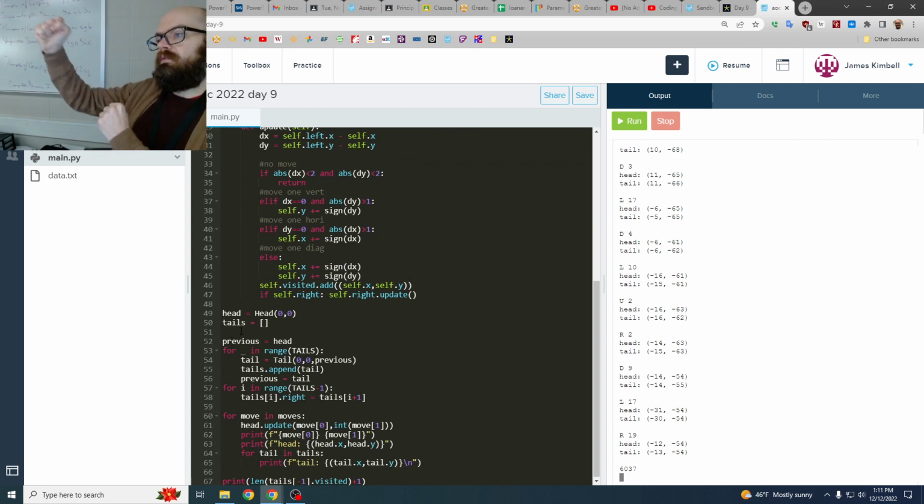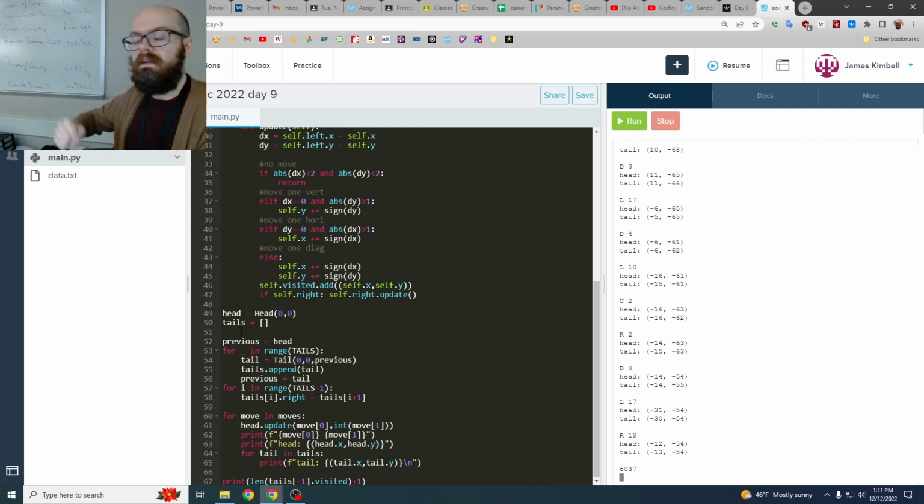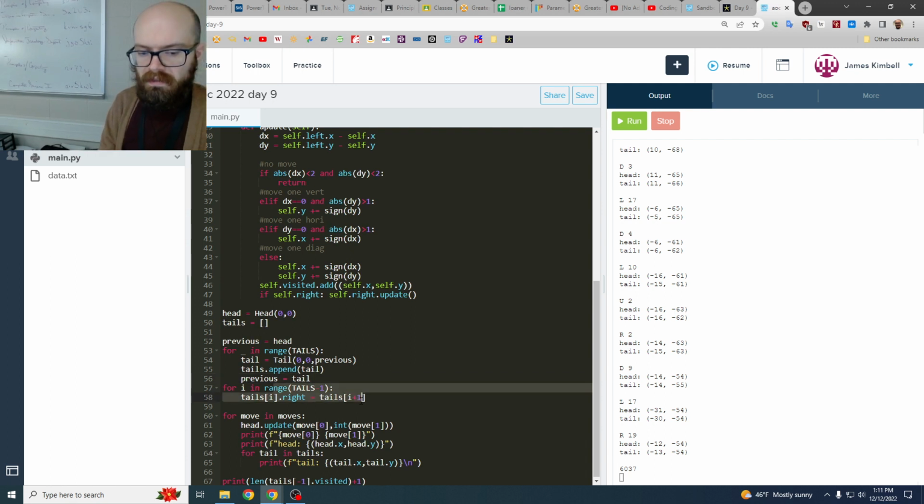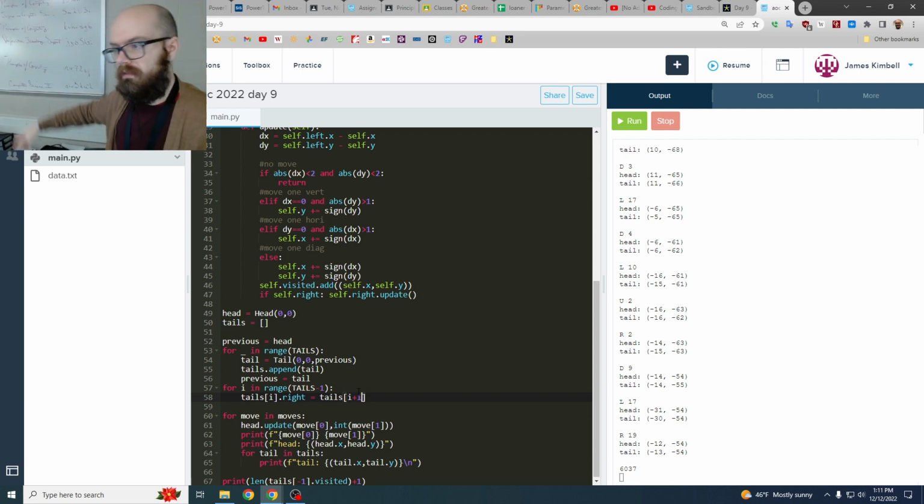You have the head moves, the tail follows, but then another tail follows that one, and another one follows that one. They're not looking at the head, they're only looking at the next guy in line. And so I had to make a loop to create them and make them know about each other. And then of course the last one is slightly different because it doesn't have anyone following. And then the last one is also the one we have to track. So when it asks in part 2 how many spots have we visited, it's talking about the 9th knot, K-N-O-T, in the rope.